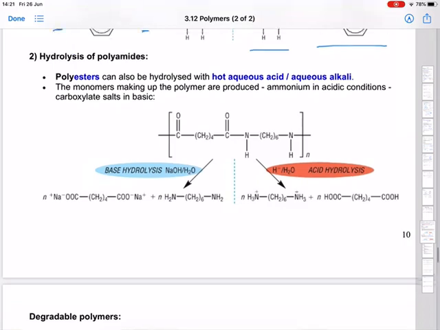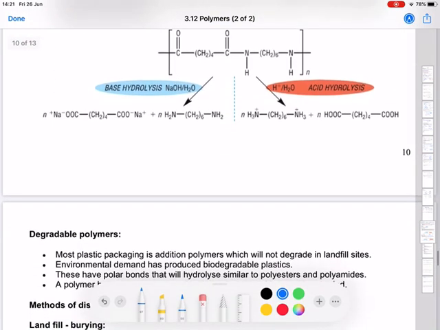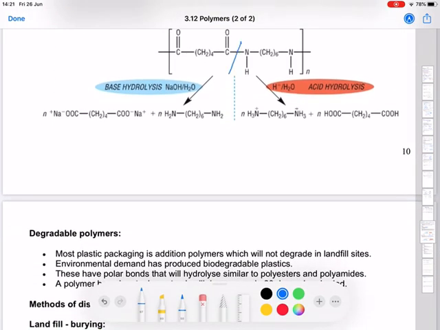So with the polyamides, just like before, we would cut it through this part here. We put the OH back on the carboxylic acid and the hydrogen back on the amine group. If it's acid hydrolysis, you can see here that we get the salt of the amine. And if it is alkaline hydrolysis, we get the salt of the carboxylic acid.